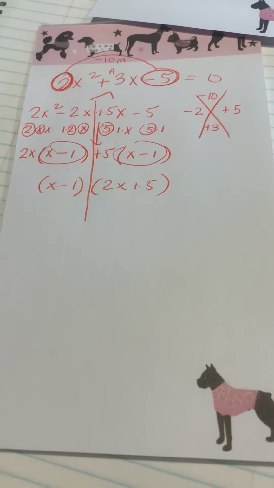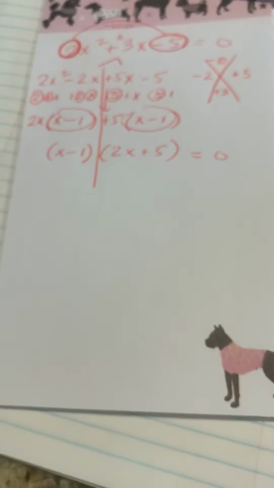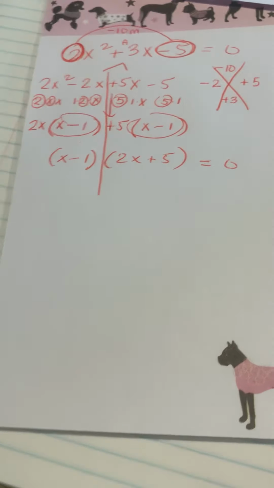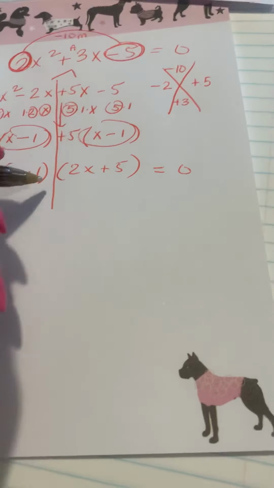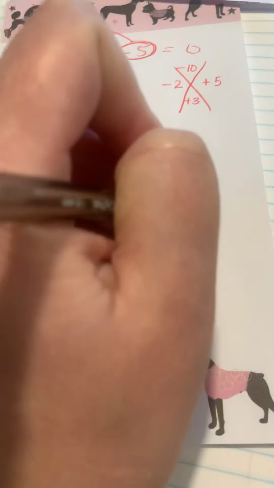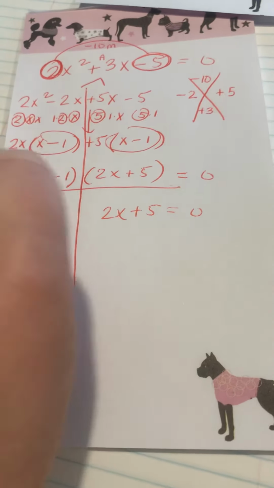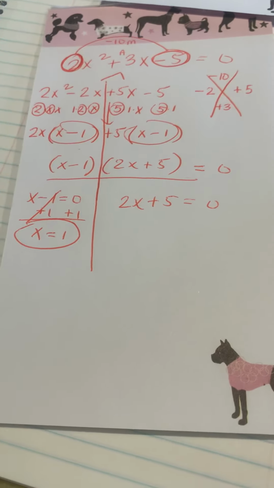But remember, I'm not done because I have an equation. This equation is set equal to 0, so I have to bring down my equal 0. Now I have an equation with 2 factors set equal to 0. I'm going to use my zero product property from Monday's lesson. We have to separate and set each factor equal to 0. Then I solve the equation on the left by doing inverse operations. I add 1 to both sides, leaving me with x equals 1.